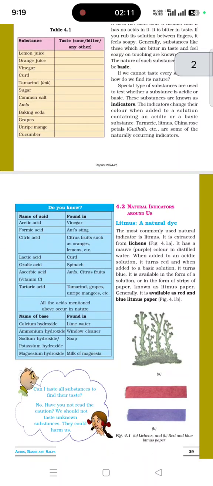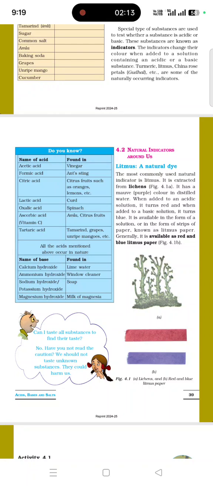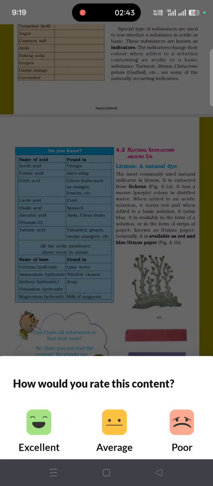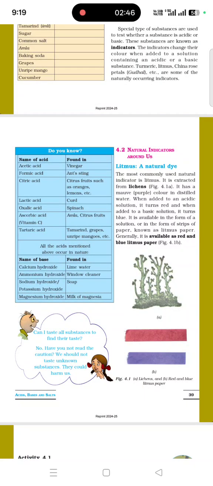Now if we observe here, there is another table where the name of the acid is given, and where it is found. In vinegar there is the presence of acetic acid, whereas in an ant sting there is the presence of formic acid. Citrus fruits such as oranges and lemons contain vitamin C, that is citric acid, and curd has lactic acid. Lactic acid bacteria or lactobacillus produce this lactic acid, which helps in the conversion of milk to curd. Then spinach contains oxalic acid. Other citrus fruits contain vitamin C, that is ascorbic acid. Then tamarind contains tartaric acid. All these taste sour, so these are acidic in nature with pH less than 7.